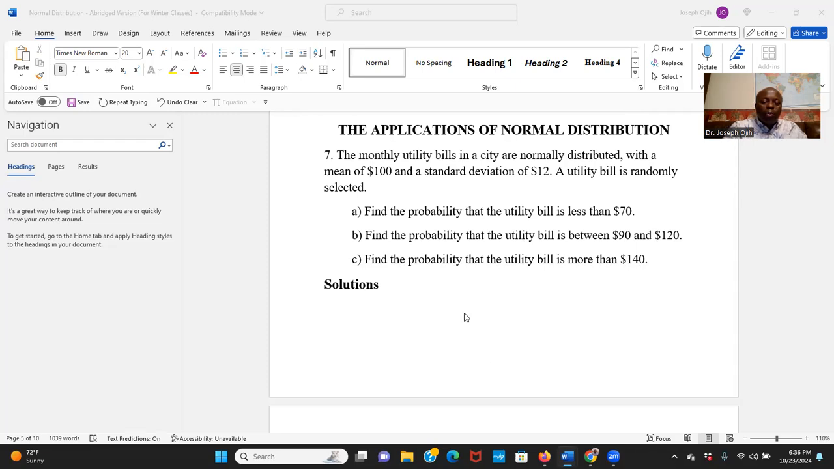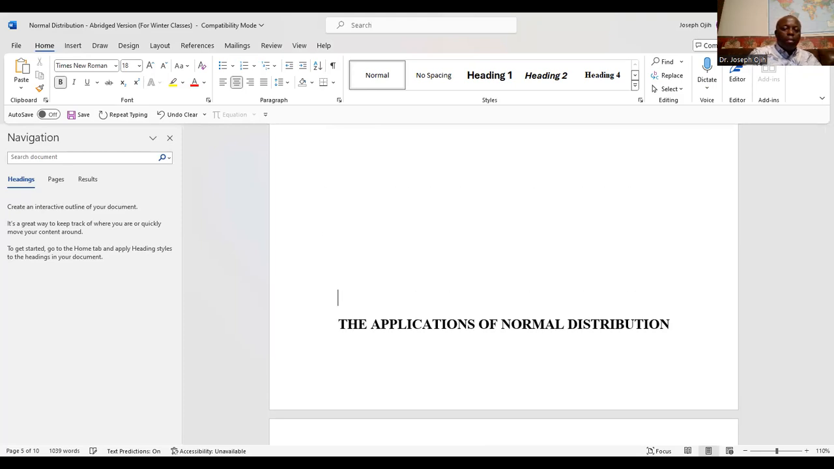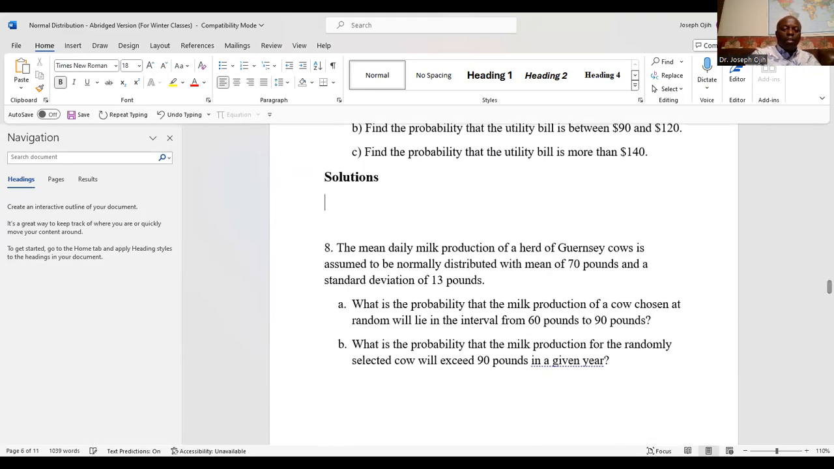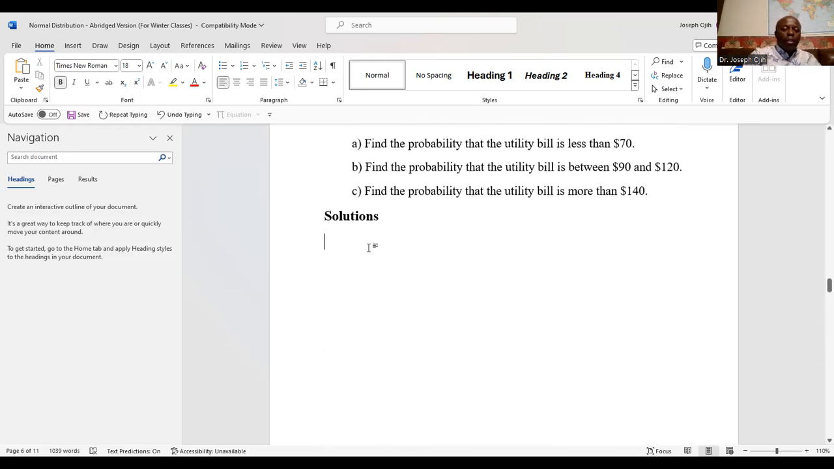As usual, we start by drawing the normal curve. Let me move this down because this space is too small for it, so we can have enough room. Okay, now we have enough room, and we can start with the first one, part A.